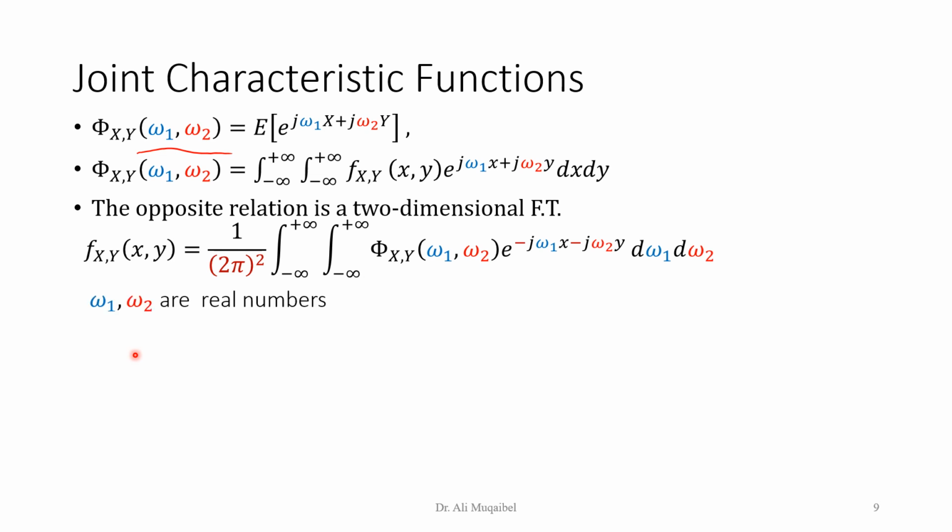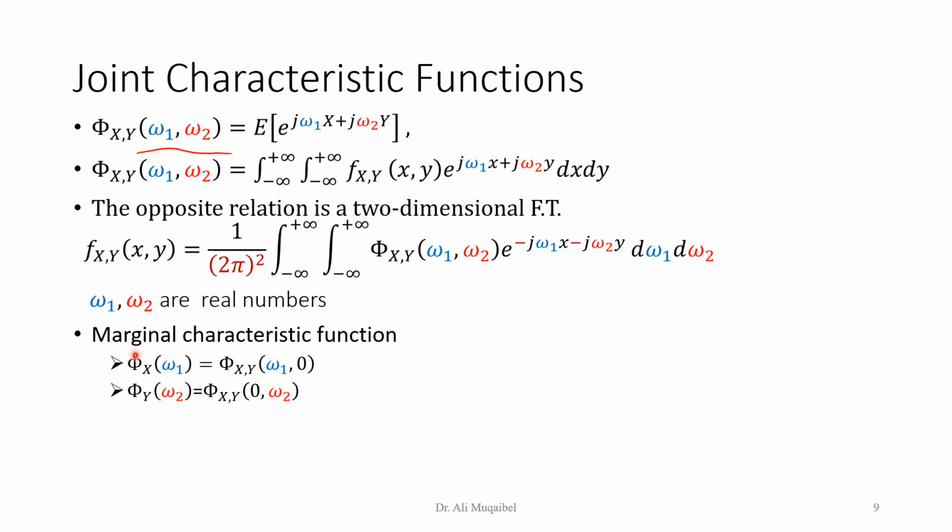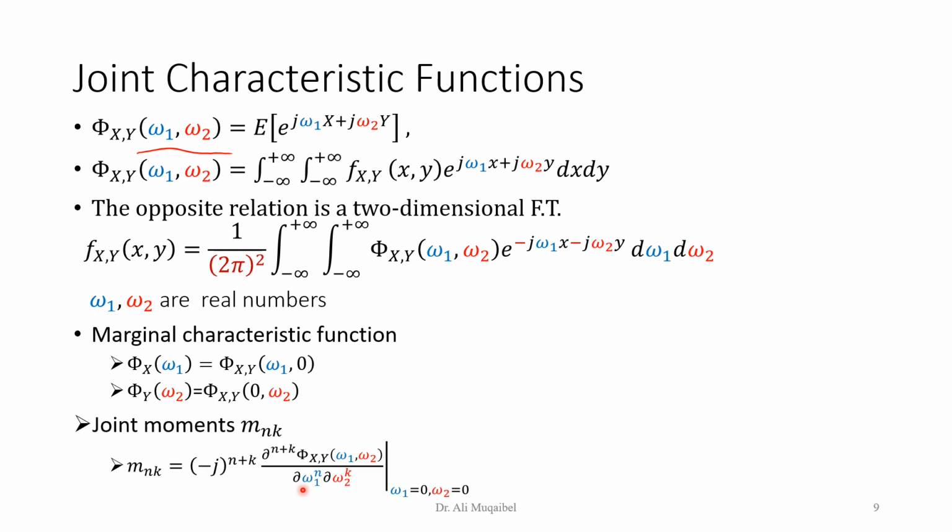And now if you want to find the moments from these characteristic functions, we can do the same. From the joint characteristic function, we can find the marginal. Just like we have marginal PDF and joint PDF, we can also define the marginal characteristic function by substituting omega 2 equal to 0, or by substituting omega 1 equal to 0. That's straightforward. Of course, given the joint, you can find the moments.